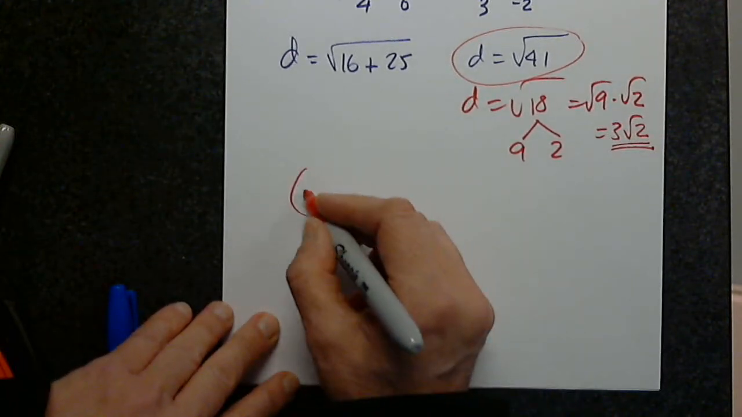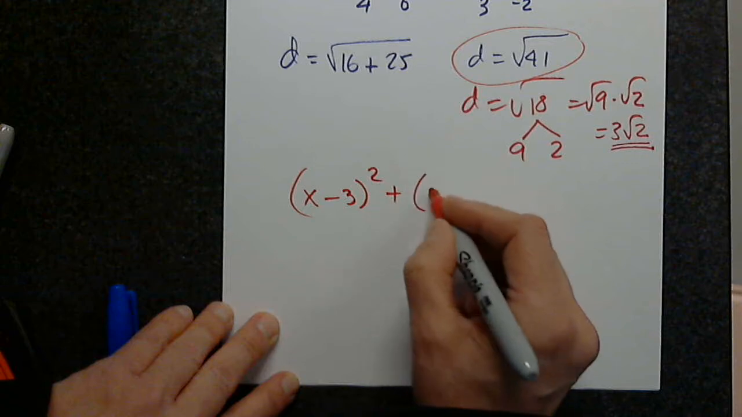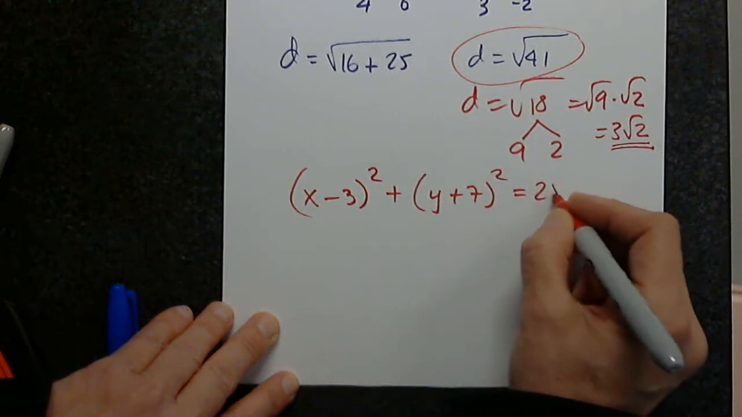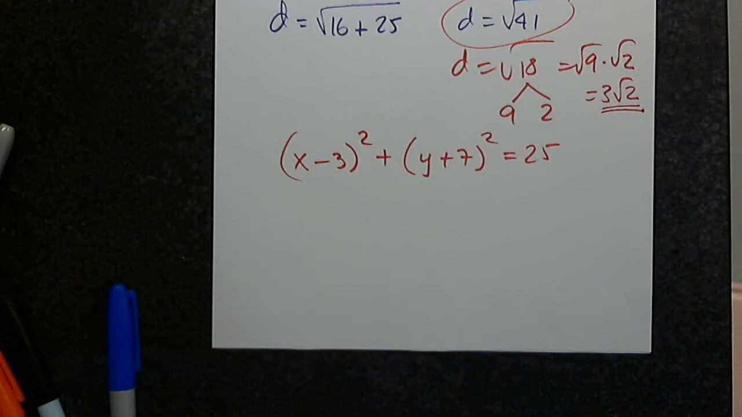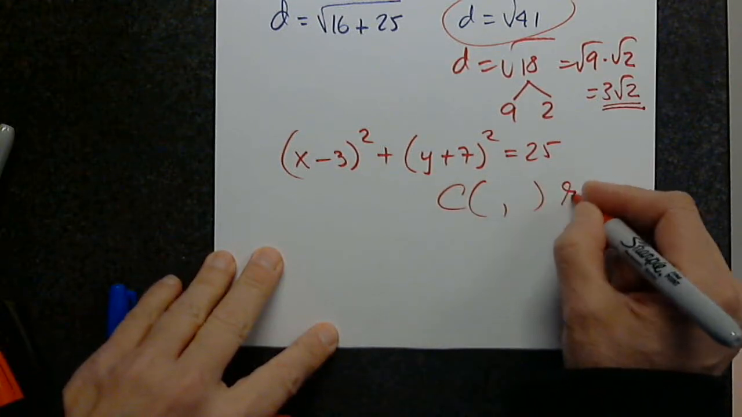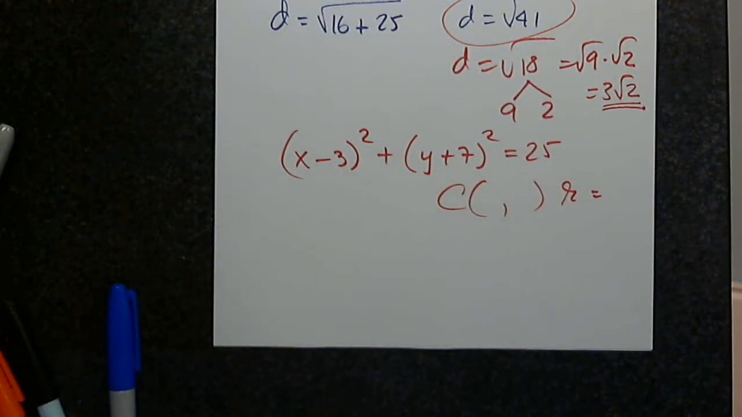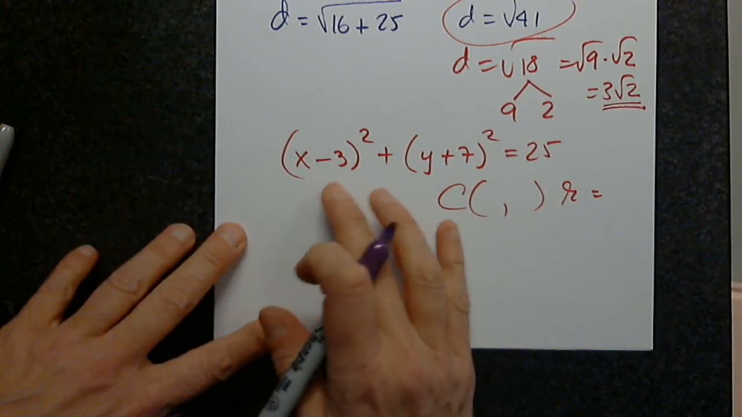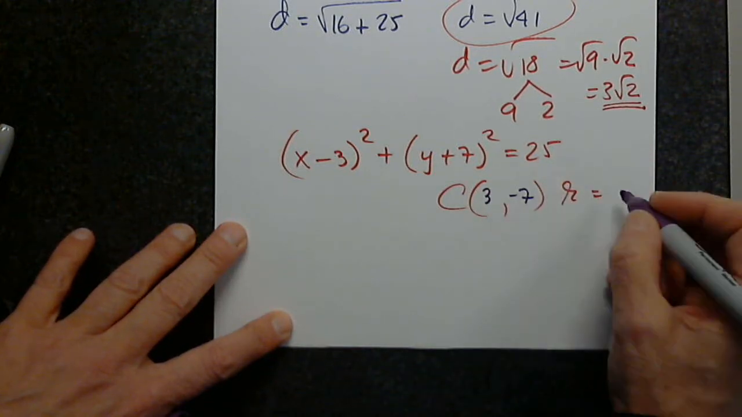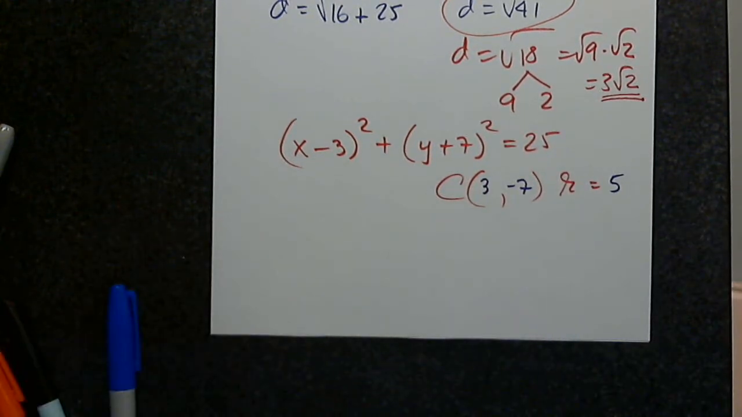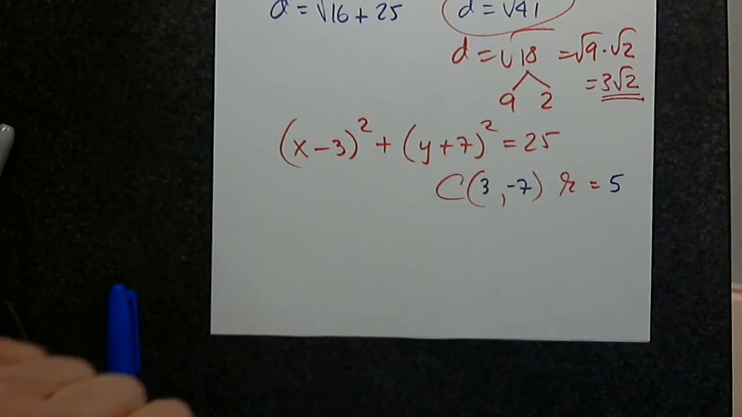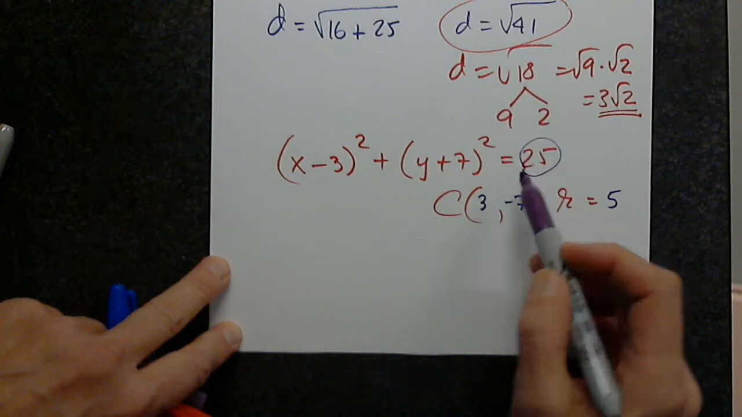Okay, so let's look at a circle: x minus 3 squared plus y plus 7 squared equals 25. Is this a circle? What is the center and what is the radius? We will be asked to graph it. The center is 3, -7. Careful, it's x minus 3 and y minus -7. And the radius is 5, because it's the square root of 25.